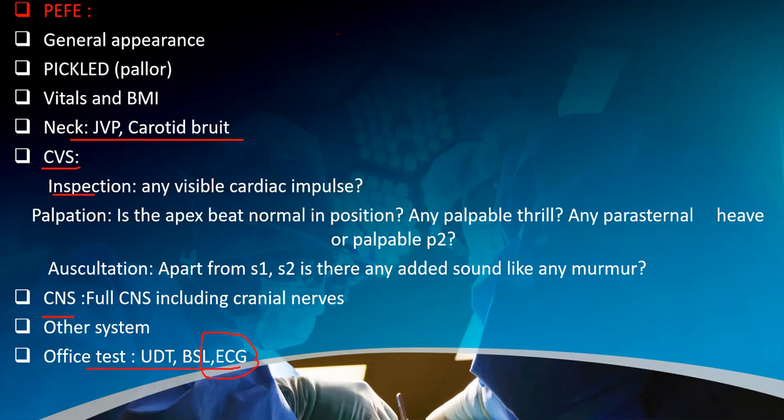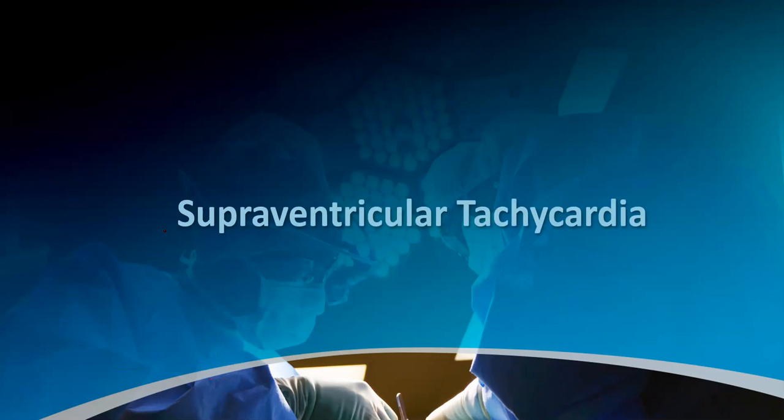So we discussed this PFE in the last class. If any one of you hasn't been in the last class, please go through that so that you can understand. It's not needed to discuss it again today. We will start with the cases now.